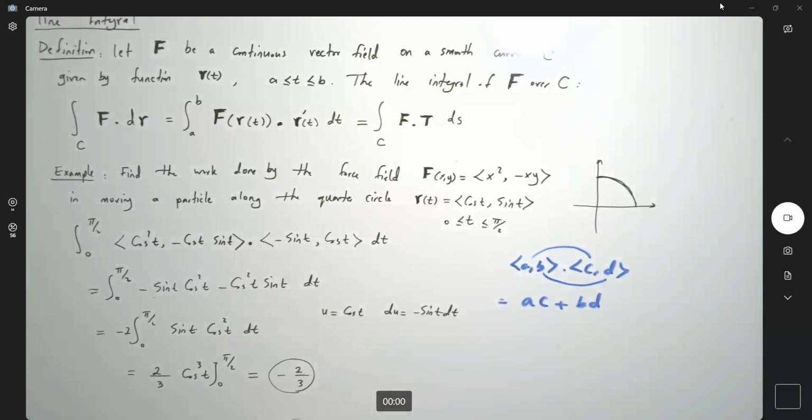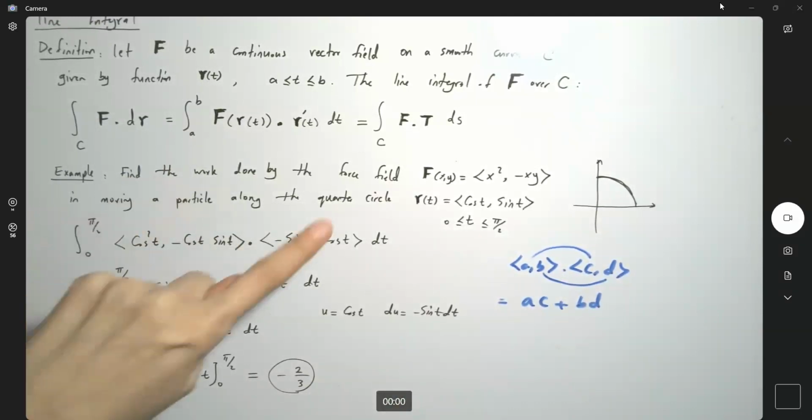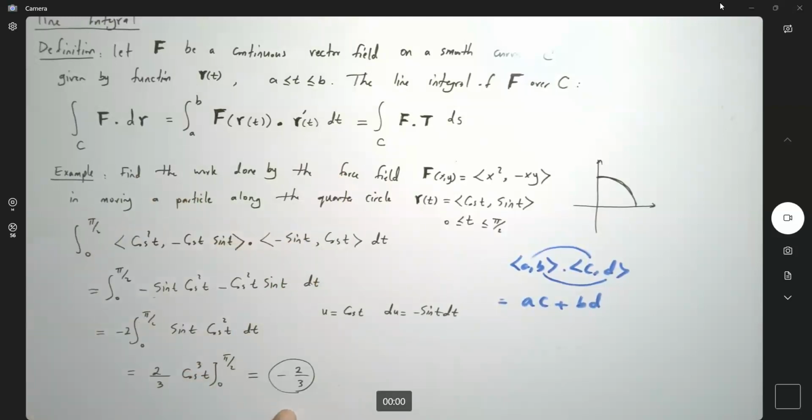So what's the meaning of this negative sign here? Why is the work done by this force field negative 2/3?